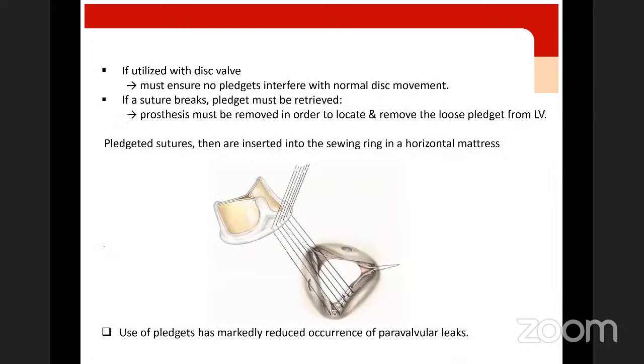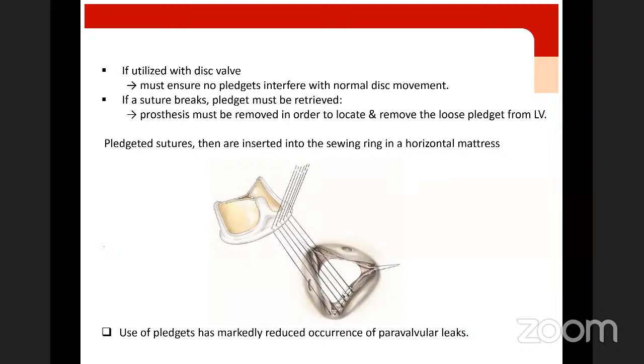If pledgets are utilized with a disc valve, the surgeon must then ensure that no pledget interferes with the normal movement of the disc. Also, if the suture breaks while being tied, then the loose pledget must be retrieved immediately. In this case, the prosthesis often must be removed in order to locate and remove the pledget from the left ventricle.